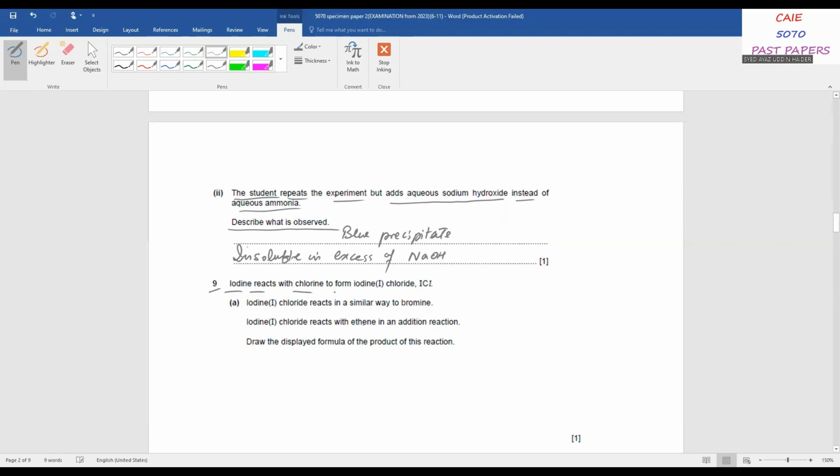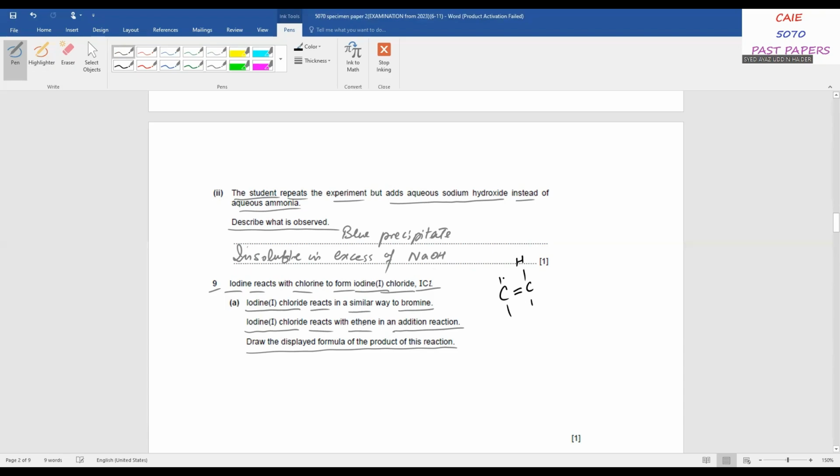9. Iodine reacts with chlorine to form iodine 1 chloride, ICl. Iodine 1 chloride reacts in a similar way to bromine. Iodine 1 chloride reacts with ethene in an addition reaction. Draw the displayed formula of the products of this reaction. Ethene. Recall the formula of ethene.